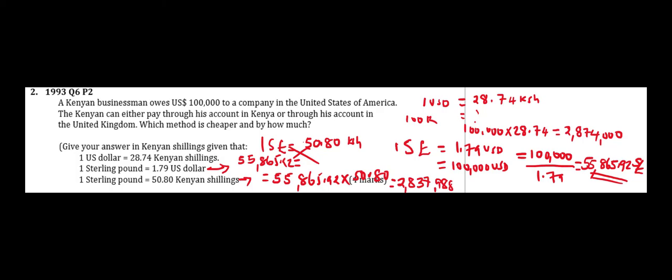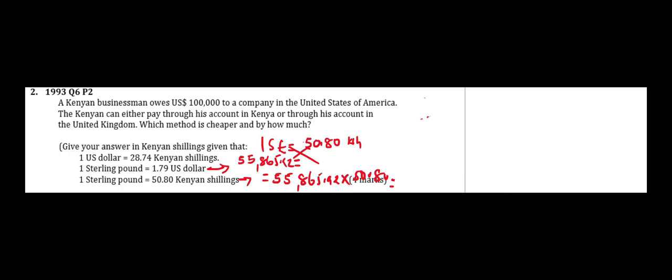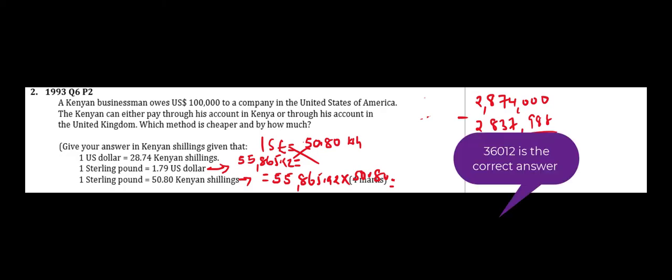So we have 2,874,000 and 2,837,000. Let's get space for that. So I created a space for that. So 2,874,000 minus 2,837,000. So what we get is equivalent to 36,000.